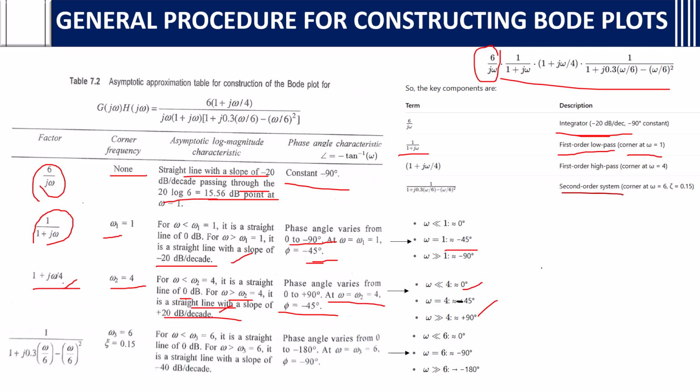The second order system. From the second order system, you know that omega is nothing but 6. 6 is omega 3, and that is the corner frequency. And how will we find xi? From this equation, if you calculate the xi value, you get 0.15. In the same way here, the phase angle varies from 0 to minus 180 degrees, and at omega equals omega 3 equals 6, phi is minus 90 degrees. In this way we are going to find the phase angle.